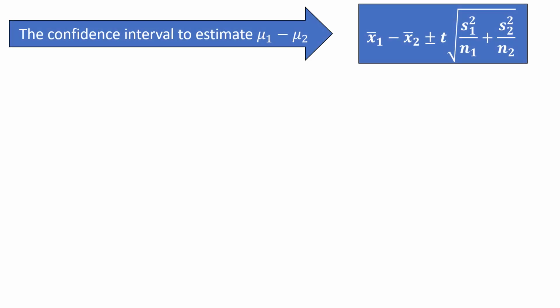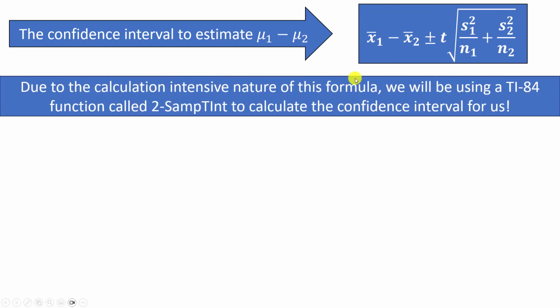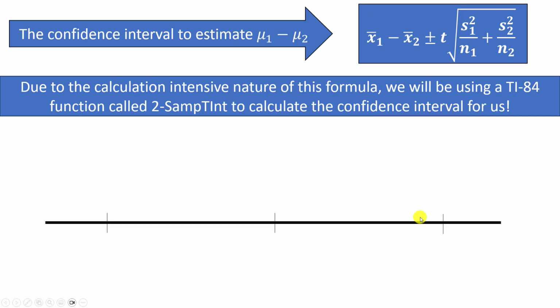Here is the formula for the confidence interval for the difference of means. It's a little bit complicated, so due to the calculation-intensive nature of this formula, we're going to be using a TI-84 function called 2-SampTInt to calculate the confidence interval for us. We can still visualize the confidence interval on a number line. At the center of our confidence interval will be the difference in sample means. This is what we call our point estimate.